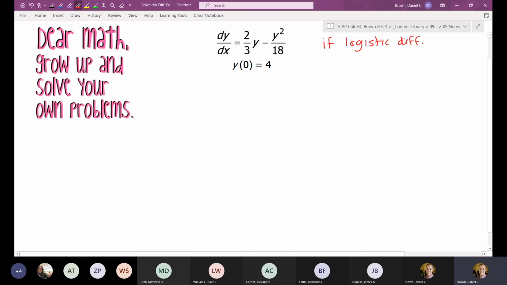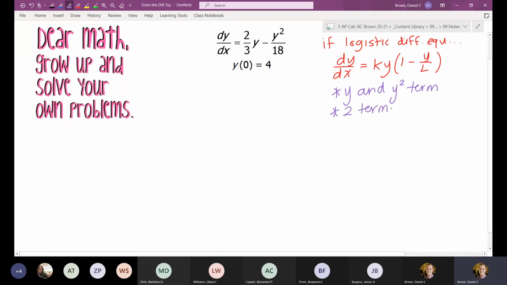I should be clear, if it's a differential equation, you do want to make sure you have that form memorized. And again, the memorized form is dy/dx is equal to ky times (1 minus y over L). This does not look like that format, but you do want to be able to recognize when you can get it easily into that format. Some clues are that you will typically have a y and a y squared term, and you will often have two terms being subtracted.